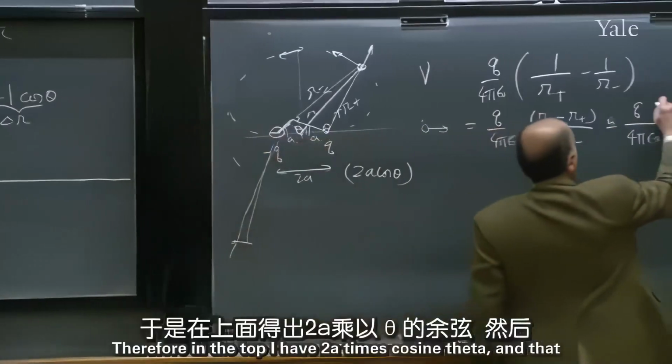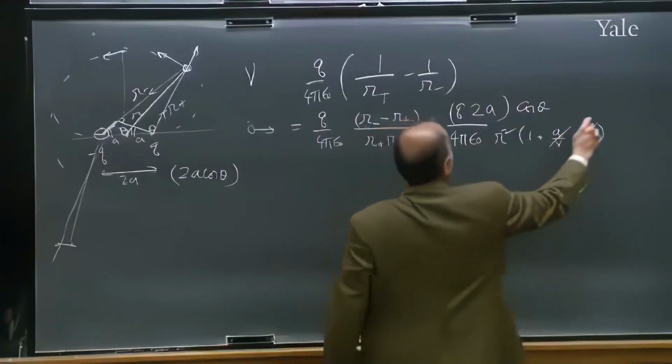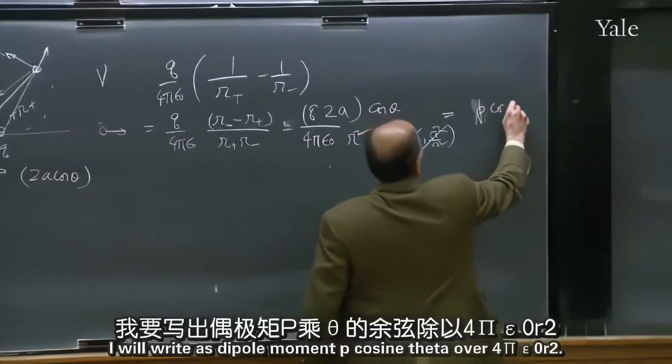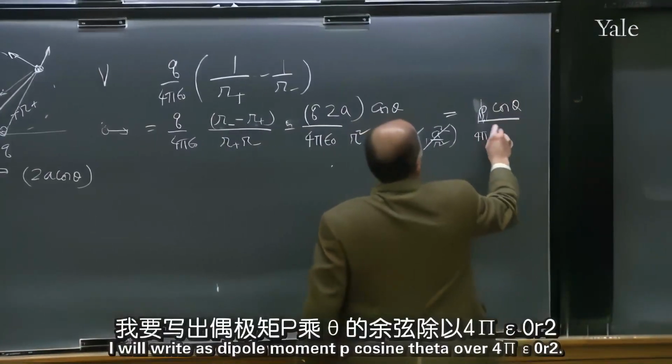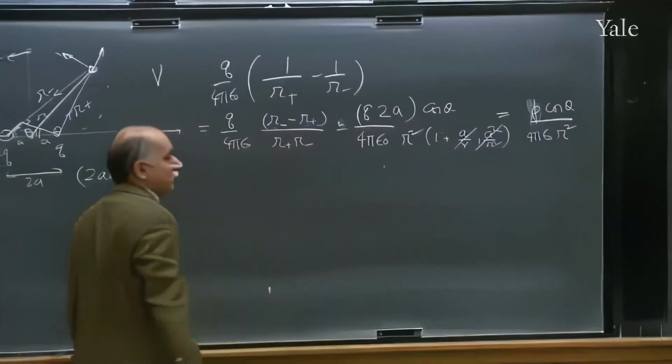Therefore, in the top, I have 2a times cosine theta, and that I will write as dipole moment p cosine theta over 4 pi epsilon 0 r squared. That's what I was trying to get.